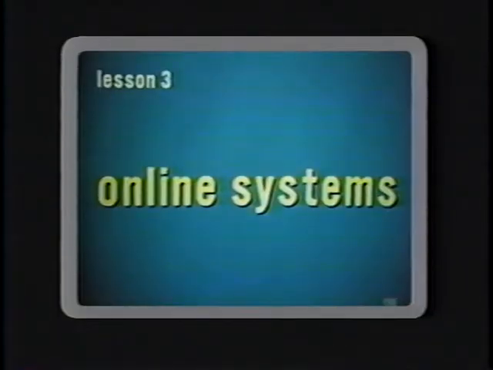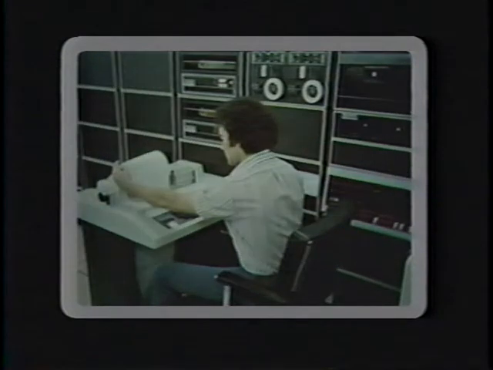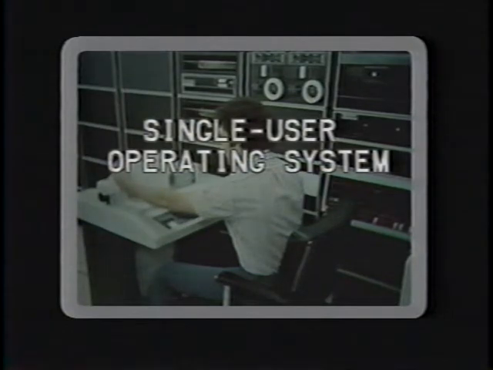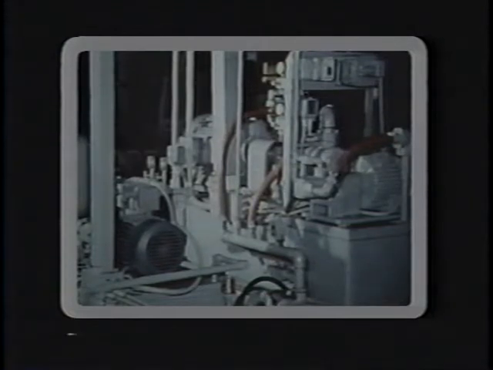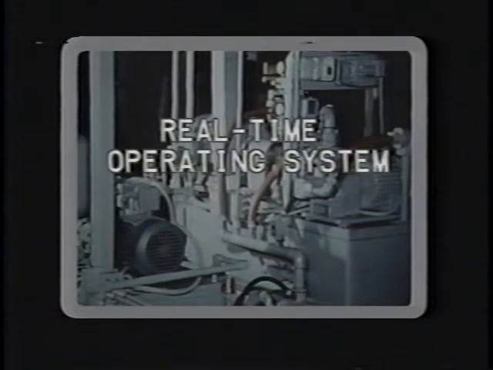Online operating systems are designed to interact directly with the users and machines. There are 3 types of online operating systems. One type is the single-user operating system, which is designed to interact with just one user, usually a programmer. Another type of online system is a time-sharing operating system. This system interacts with many people concurrently. The third type, the real-time operating system, interacts with machines through machine-oriented I/O devices.